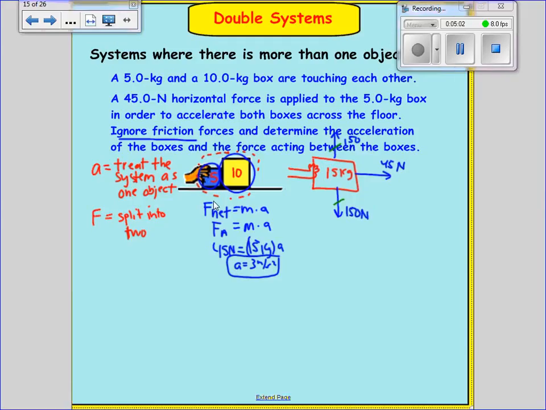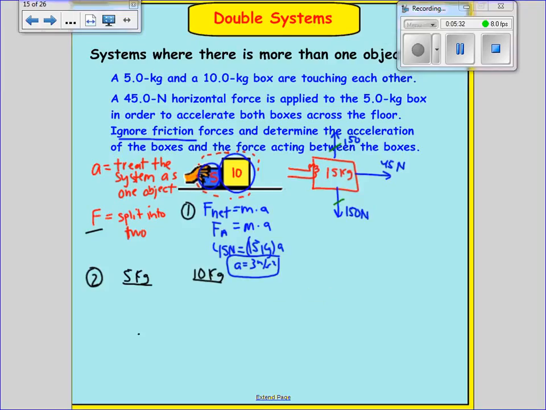Okay, so now that was the first part of the problem. I now need to solve for what is the force acting between the two blocks. Since this is the first time I'm showing this, I'm going to show how you can solve this using both boxes, but from here on out, I'll only choose one. Now, since we're solving for force, we're going to split into two. So we need to treat the 5 kilogram block and the 10 kilogram block separately.